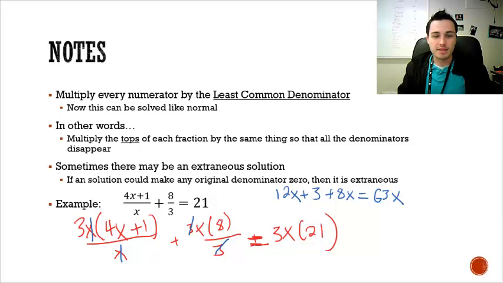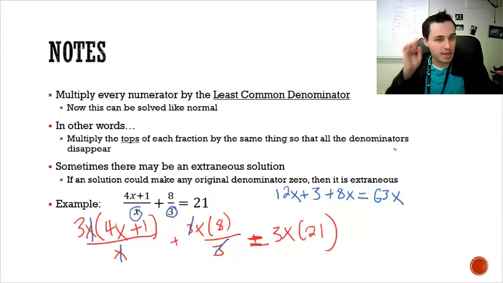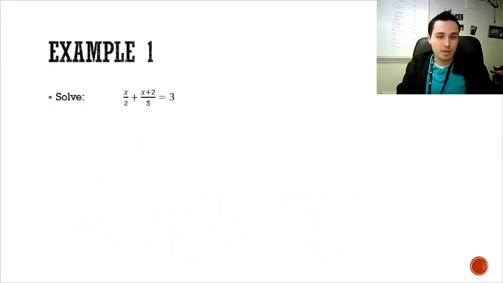But that's the basic idea. I had to multiply everything times the least common denominator, which was 3x, and in doing so, you notice that the denominators all canceled. There are no more denominators. That led me to what I have over here in blue. And then once you're at that point, you're solving like normal. That's the key thing.